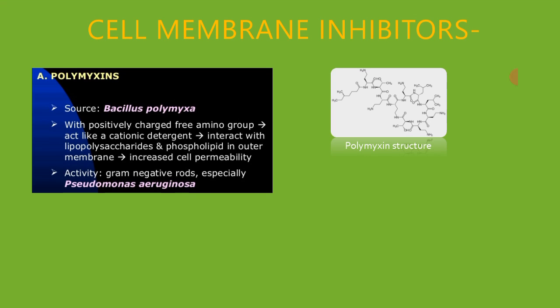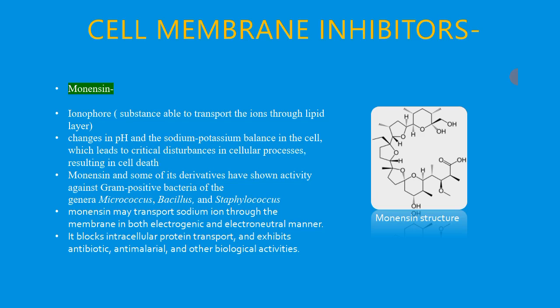since it does not contain any essential nutrient that is required for its growth, its role, its development, so it will not be able to perform its functions, right, so it will get killed. This is the role of the polymyxin. Now second we will see the monensin.